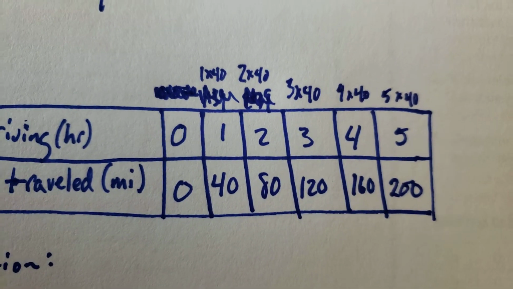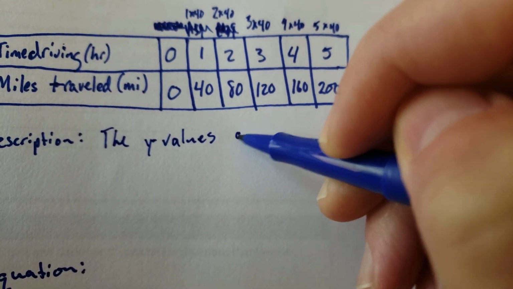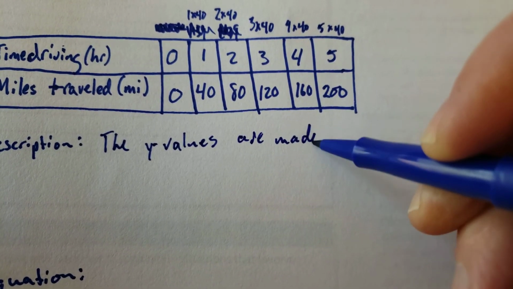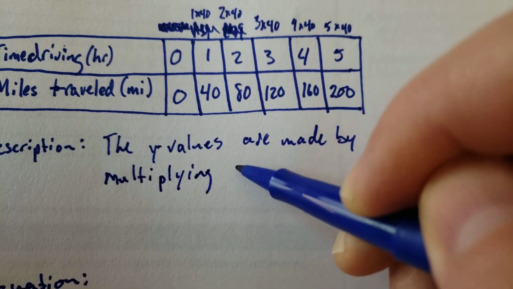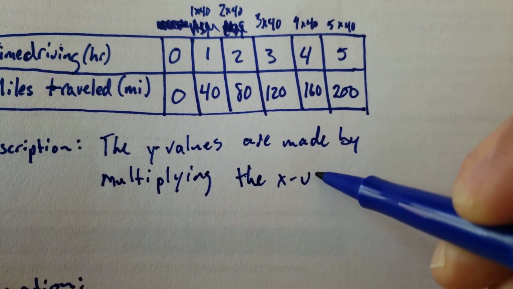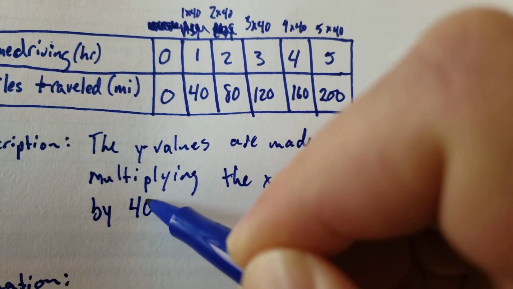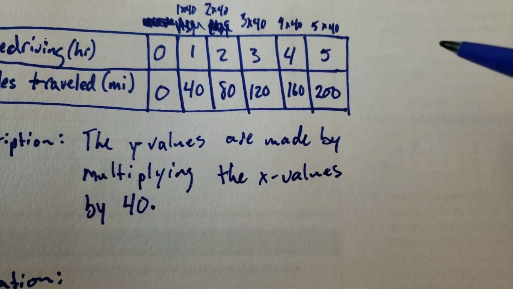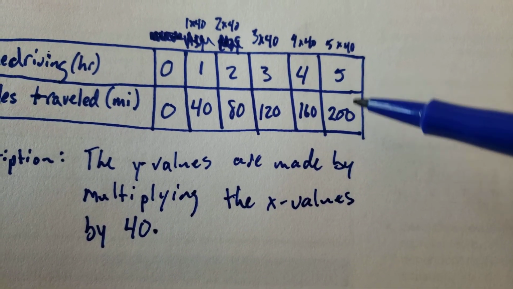It's a multiplication relationship. So my description, I'm just going to say that the y values are made by multiplying the x values by 40. Because that's what we multiplied them all by. 1 times 40, 2 times 40, 3 times 40, 4 times 40, 5 times 40.